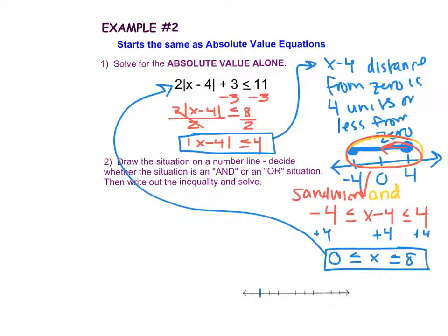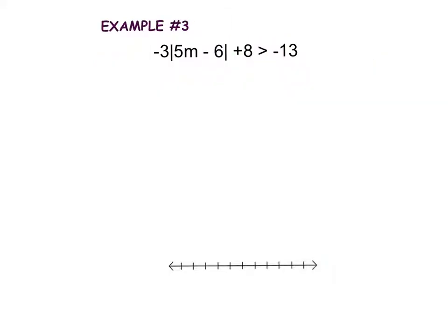So then from here, I can plot. I have closed circles at each with a line in between to represent all of the numbers between 0 and 8. So now we're going to walk through a few examples without the scaffolding on the screen.